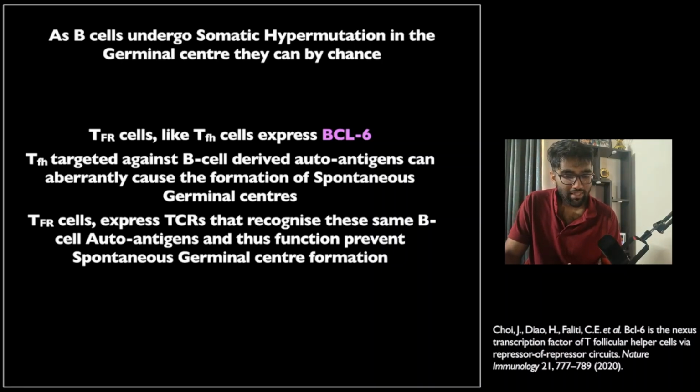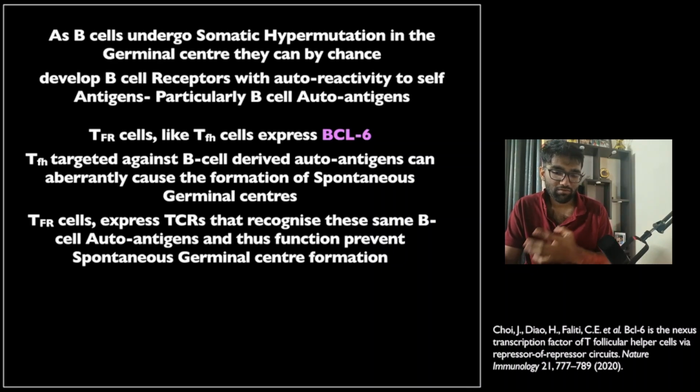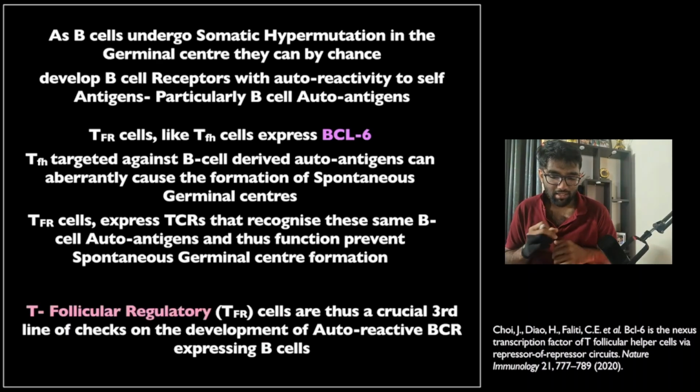As B cells undergo somatic hypermutation in the germinal center, they can just by chance develop B cell receptors with autoreactivity to self antigens, particularly B cell autoantigens. That's how these autoantigens form. T follicular regulatory cells are thus a crucial third line of checks, the first and second lines being the central and peripheral tolerance mechanisms, which we'll describe subsequently in our discussions on the function of the immune system, on the development of autoreactive BCR expressing B cells.